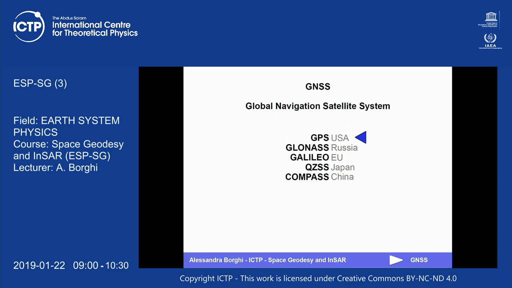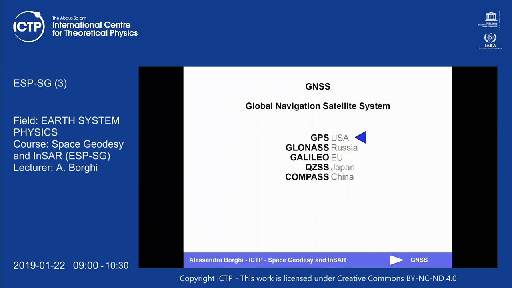We have QZSS from Japan, and Compass from China. These systems are global, but more focused on one part of the world. For instance, the Compass system is optimized to work in the Asia region, not all over the world. But we can use this data and record the data from the satellites of this constellation. It works better in this part of the world. There are differences between these systems.